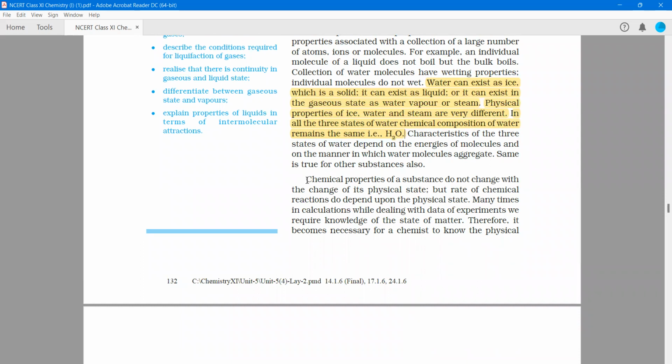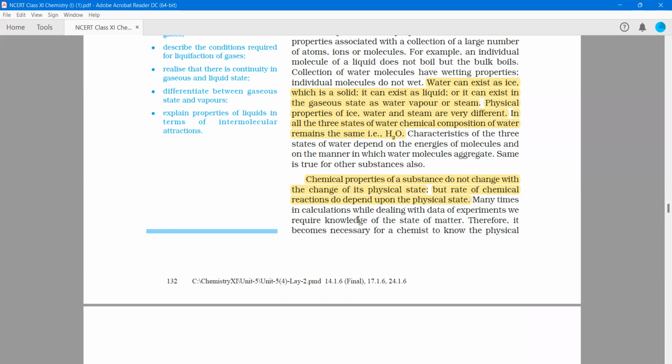So chemical properties of a substance do not change with the change in its physical state. This is so true, we just read it. The chemical composition is not changing, hence chemical properties will not change. So the physical properties change with states. But a number of chemical reactions do depend upon the physical state. For some chemical reactions, the rate of the reaction changes when you have different physical states.